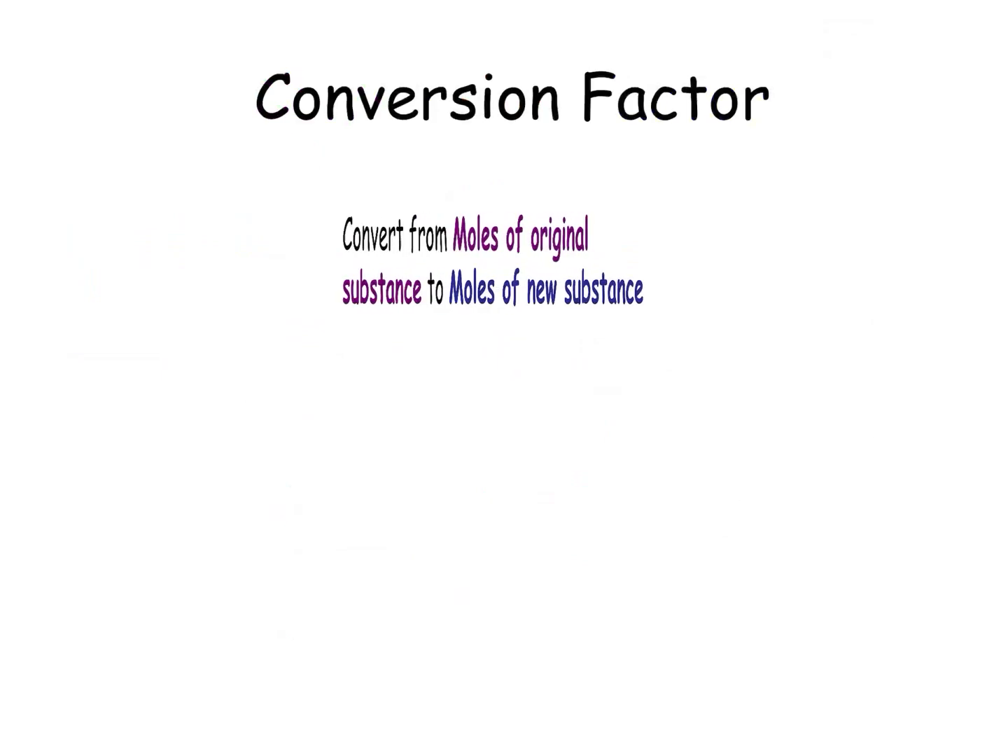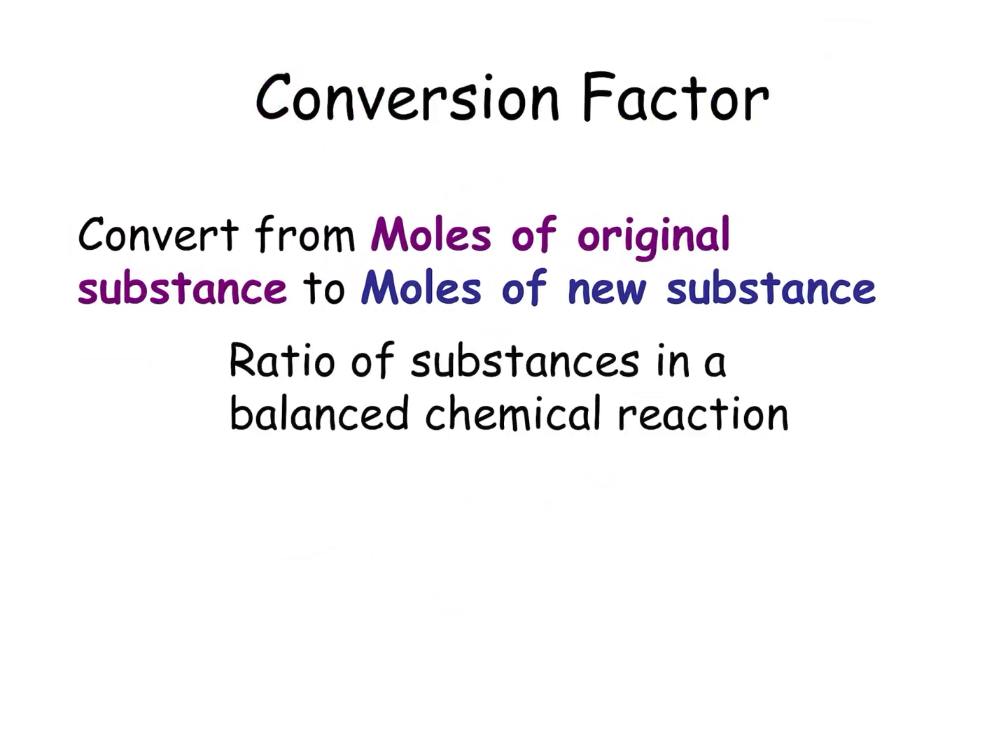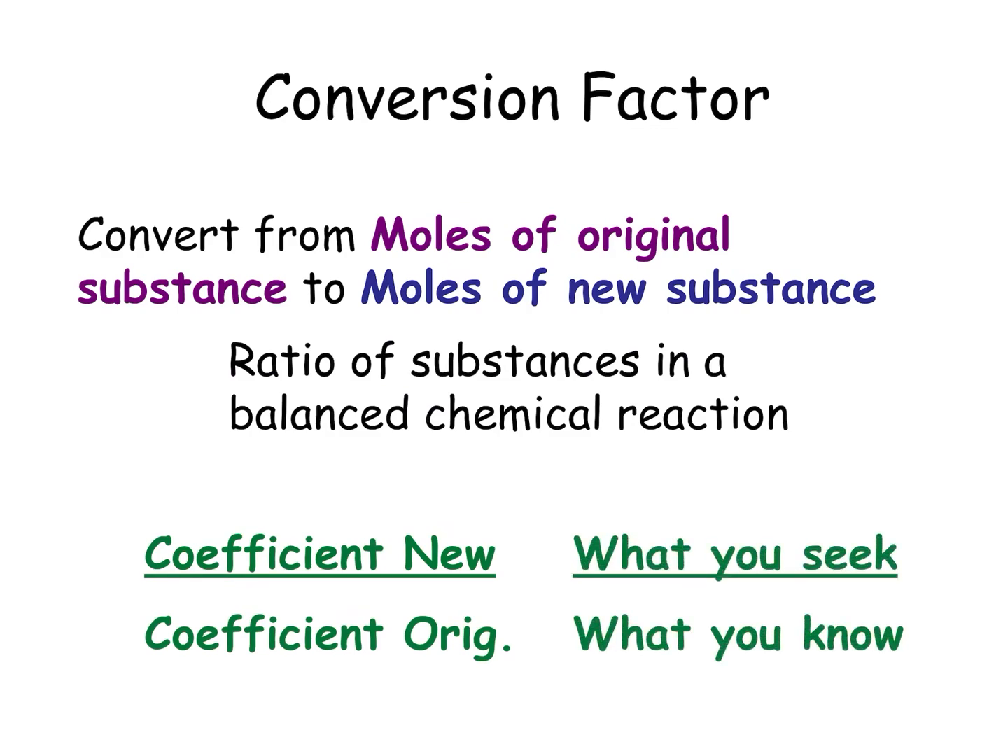But when we're in stoichiometry, our conversion factor is going to be the mole ratios, the coefficient of your new substance over the coefficient of your original substance. So to convert from moles of your original to moles of your new, you need a ratio of the substances. So you take your balanced chemical reaction and you put the coefficient of what you seek, the new thing, on the top, over the coefficient of what you know, which is in the bottom, which we've always done.